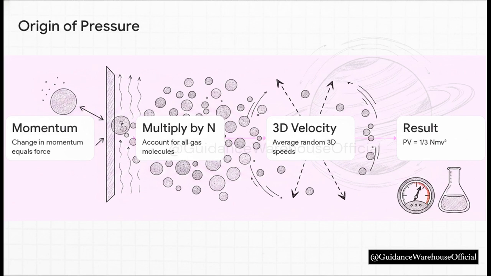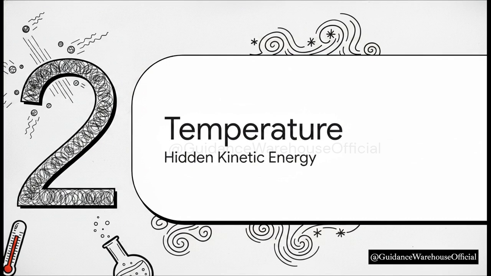When we put all this algebra together in step 4, we arrive at this incredibly important equation. Pressure times volume equals 1/3 N times m times v squared. We have literally just mathematically linked the macroscopic world of pressure and volume to the microscopic mass and speed of individual atoms. Section 2. Temperature, hidden kinetic energy, the molecular interpretation of heat.